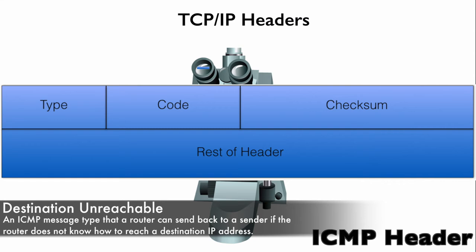Let's say that a packet goes into a router, and the router does not know how to get to the destination address on that packet. What the router can do is let the sender know that it has no idea how to get to the destination by sending back to the sender a destination unreachable ICMP message.